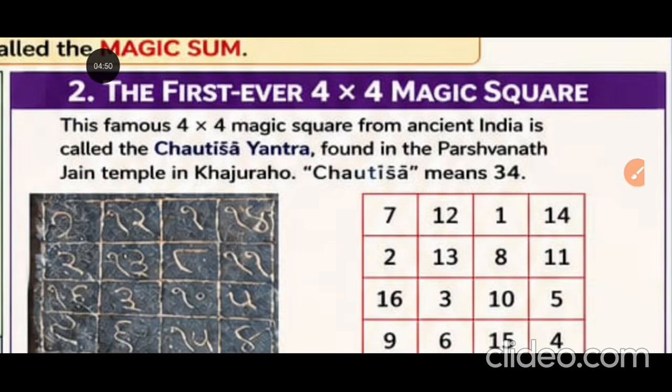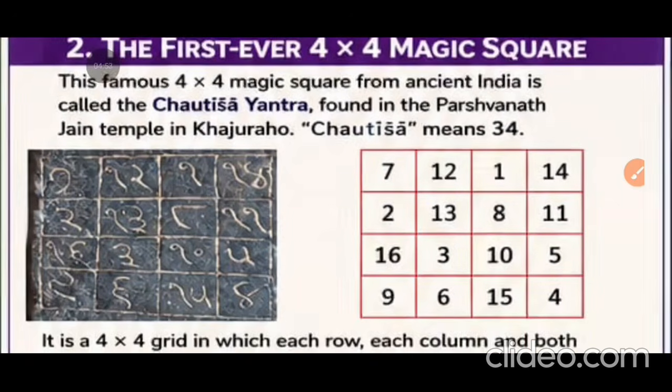Now the first ever 4 by 4 magic square, this famous 4 by 4 magic square from ancient India, is called the Chautisa Yantra, found in the Parshvanath Jain temple in Khajuraho. Chautisa means 34 in Hindi. So 34 is the sum of each row, each column, each diagonal in this Chautisa Yantra.